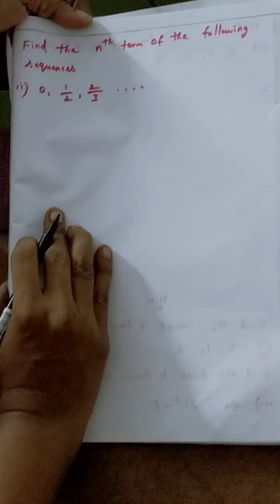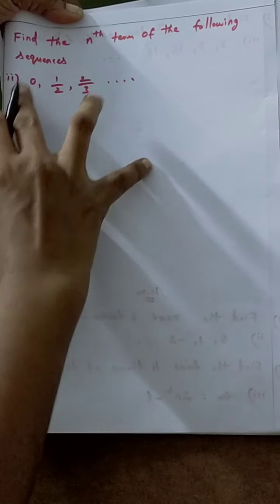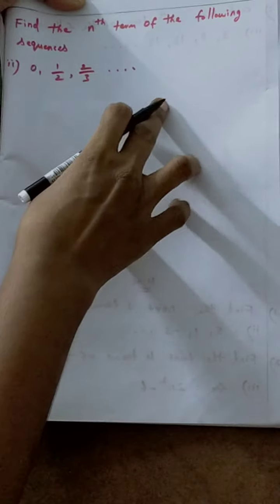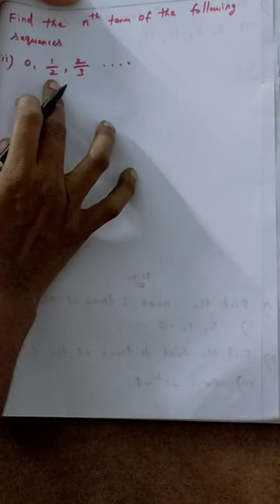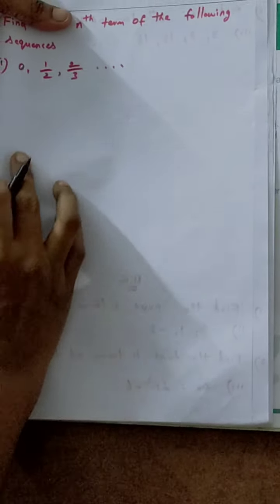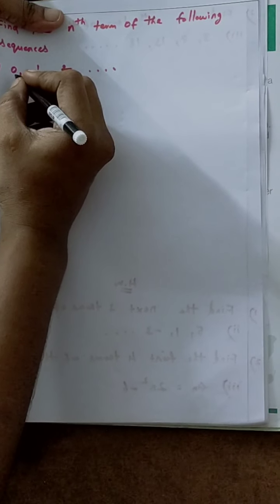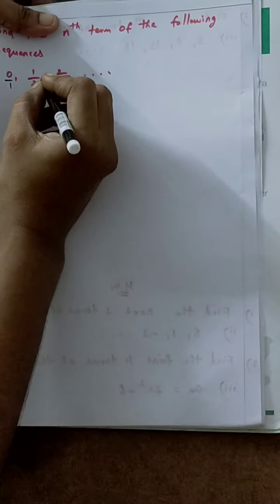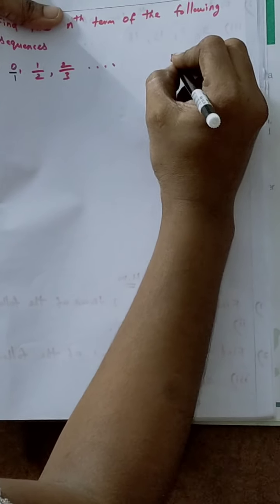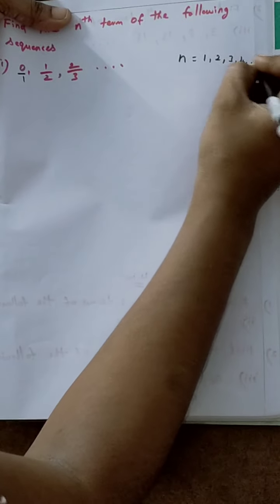Third question, find the nth term of the following sequences. The second one: 0, 1 by 2, 2 by 3, up to etc. So the number of elements is given, find the general form only. First see the fraction numbers. 0, the denominator is not given, 0 divided by 1. Next one is 1 by 2, 2 by 3. So in the numerator, n equal to natural numbers is 1, 2, 3, 4 up to etc.